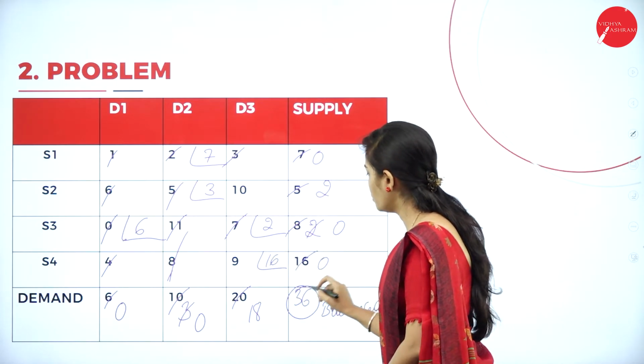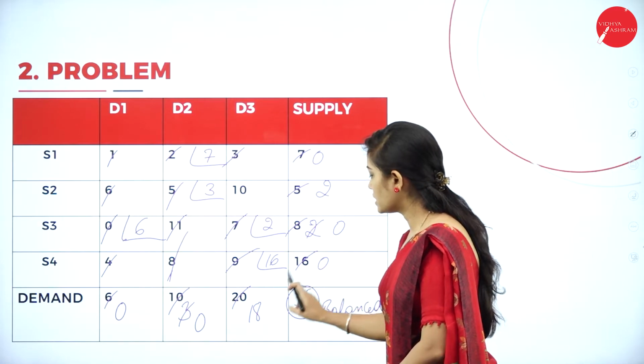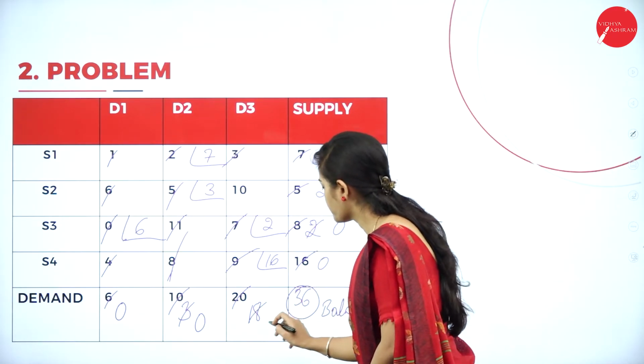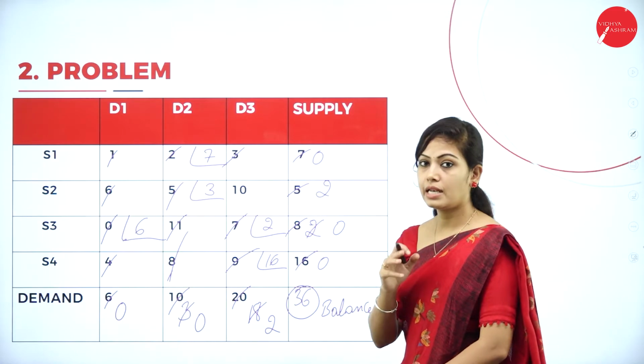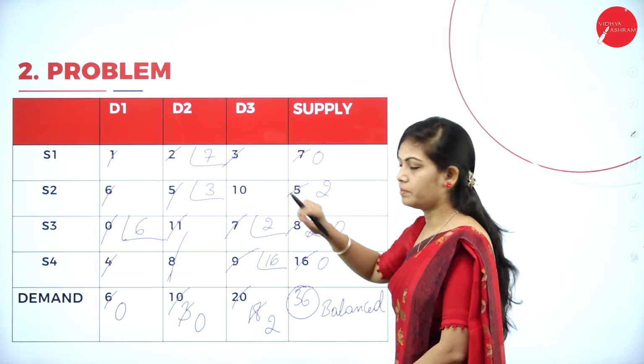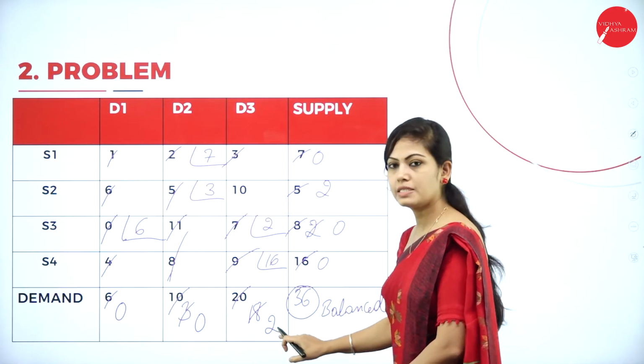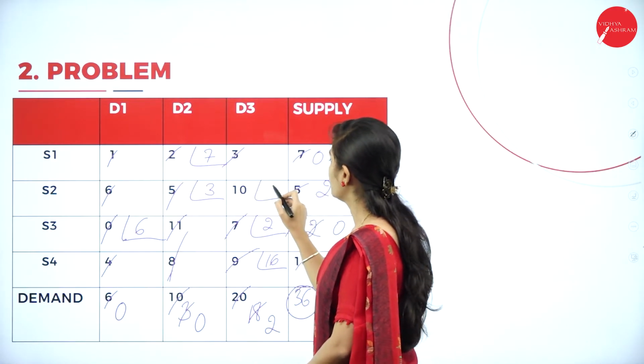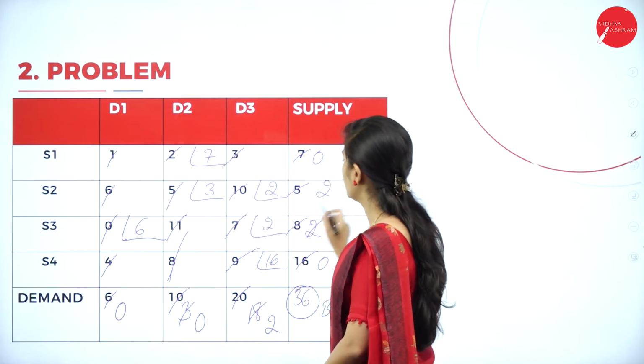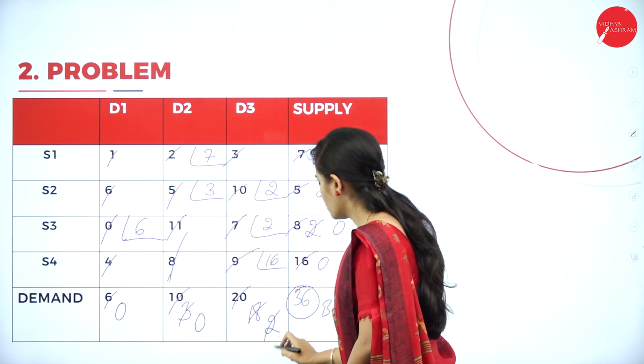It will become 0. I will cancel this. So, see 18 minus 16 is 2. And the last variable is 10. You just observe this supply value and demand value. Both the values are same. So, allocate 2 rupees to this cell. It will become 0. It will also be 0.